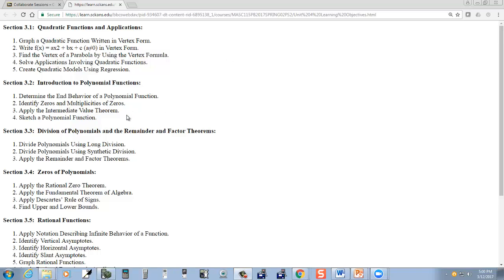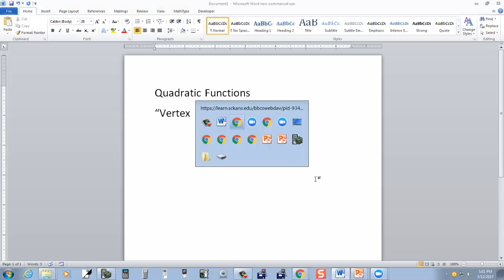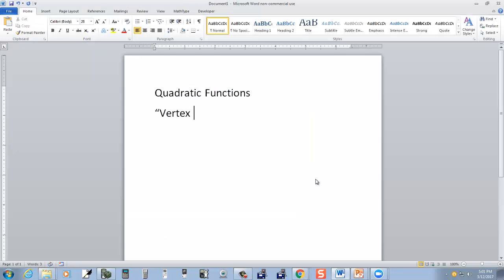Let's take a look at this unit. We'll start with quadratic functions. And the first form we'll take a look at for quadratic functions is what's called vertex form.